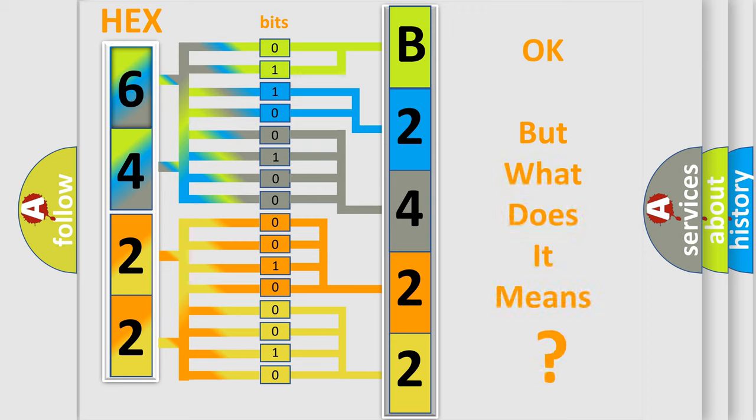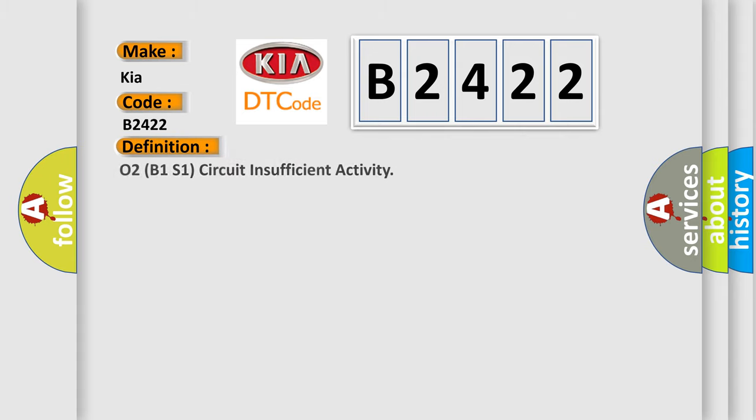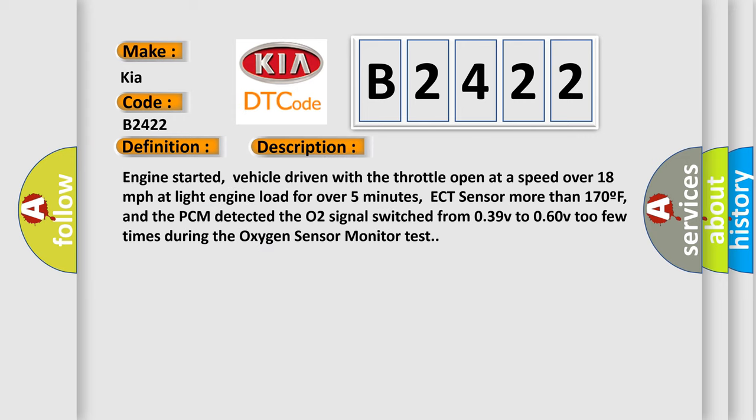The number itself does not make sense to us if we cannot assign information to what it actually expresses. So, what does the diagnostic trouble code B2422 interpret specifically for Kia car manufacturers? The basic definition is O2B1S1 circuit insufficient activity.